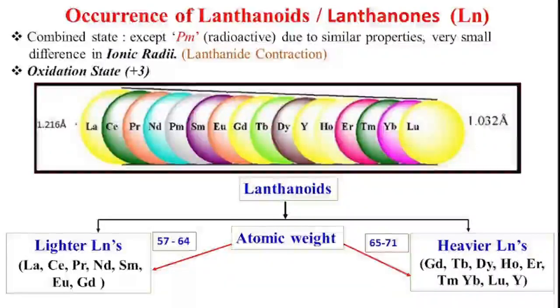If you go to this diagram, you can judge that there is very small change in their ionic radii. The first element, lanthanum, has an ionic radius of 1.216 angstrom, while that of the last one, lutetium, is 1.032 angstrom. Basically all the lanthanoids have a common oxidation state of +3. Broadly, these lanthanoids are classified into two types. One is called lighter lanthanoids, which include lanthanum, cerium, praseodymium, neodymium, samarium, europium and gadolinium, while the heavier lanthanoids are gadolinium, terbium, dysprosium, holmium, erbium, thulium, ytterbium, lutetium and yttrium.